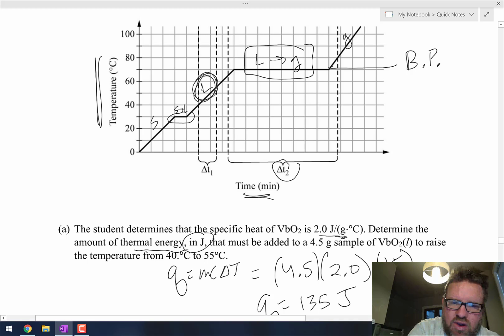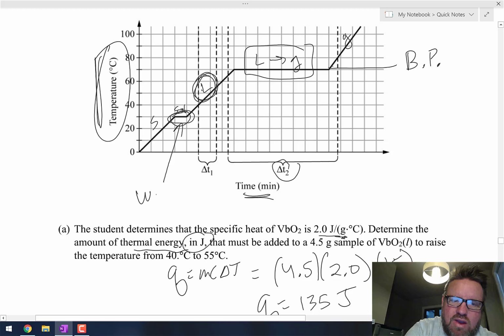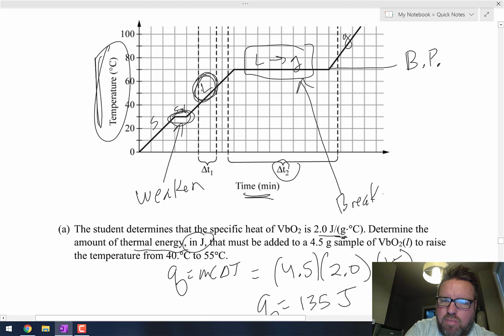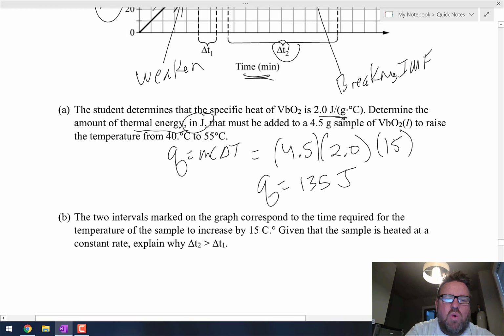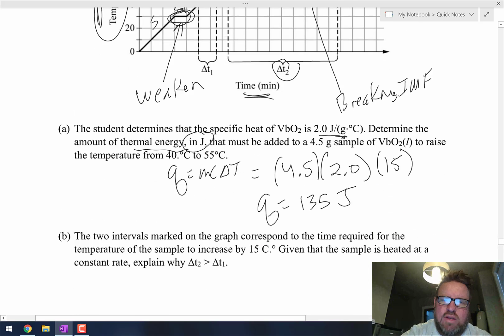Just like right here, when you're melting something, all of that energy that you're adding to it, all that heat you're adding to it, is not being used to raise the temperature. It's used to either weaken the intermolecular forces, or here we're actually breaking the intermolecular forces. Okay? So why is that time so much longer on T2? Because so much of that energy that's being added is being used to break the intermolecular forces between the particles, where during T1, you're simply warming up that liquid to get to the boiling point.